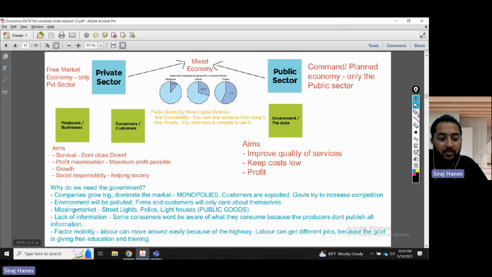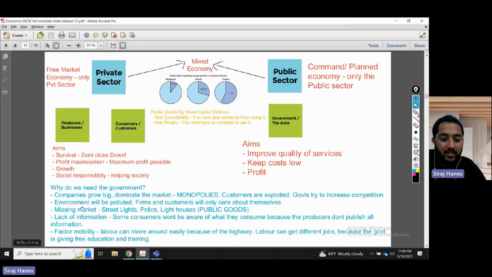The next thing, the environment will be polluted without the government. Firms and consumers, you and I, don't care. We only care about ourselves. We're going to pollute the environment. Yeah, we're going to buy an extra car. There's a lot of fumes, greenhouse gases, you name it. Global warming. The government will jump in and stop this from happening.